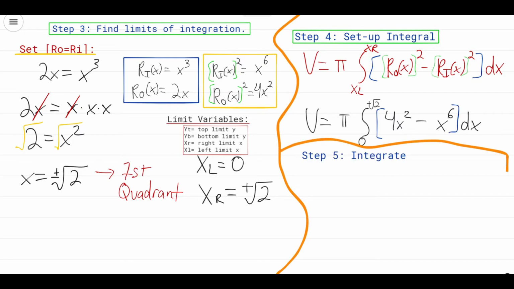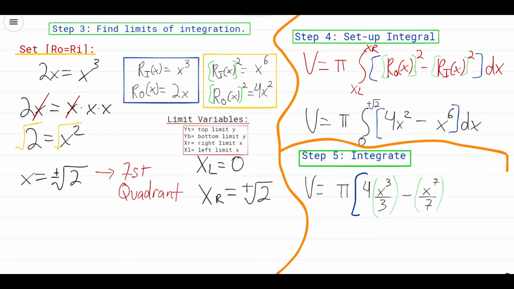And for step 5, we're going to go ahead and integrate this function. When we do that, we get the volume is pi of 4x squared is 4x cubed over 3 minus x to the 6 is x to the 7th over 7. And this is bounded from 0 to the positive root of 2. So now let's plug this in.